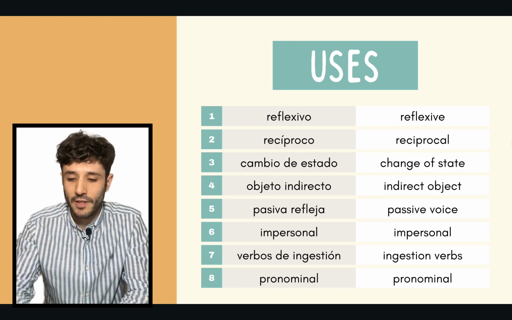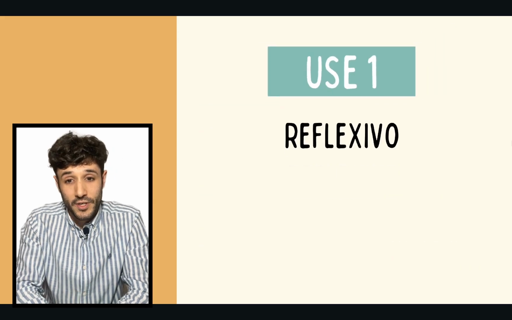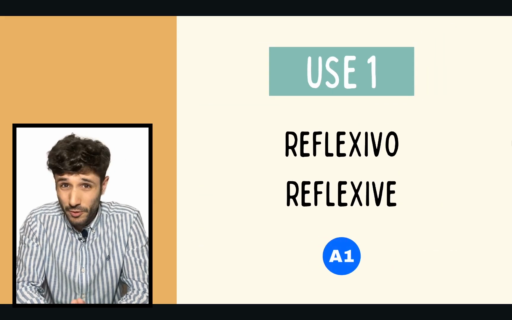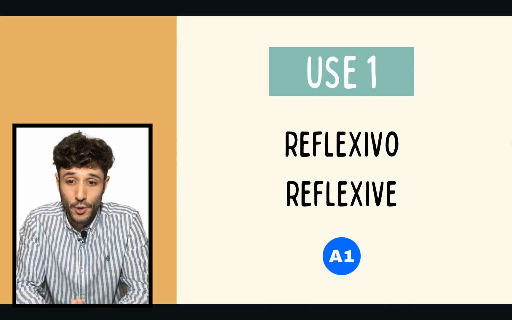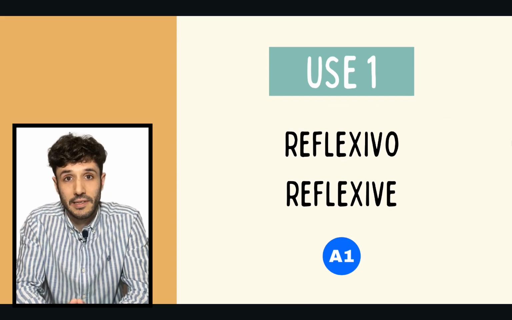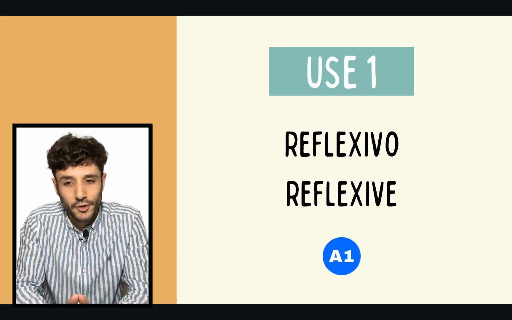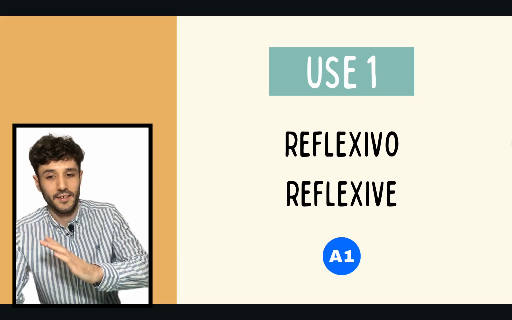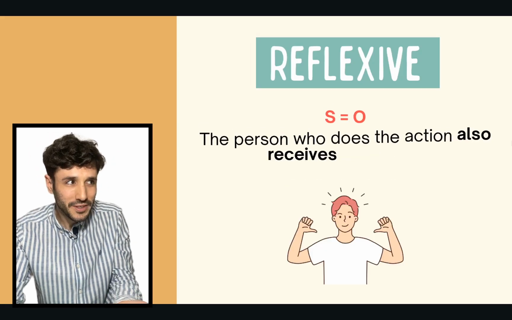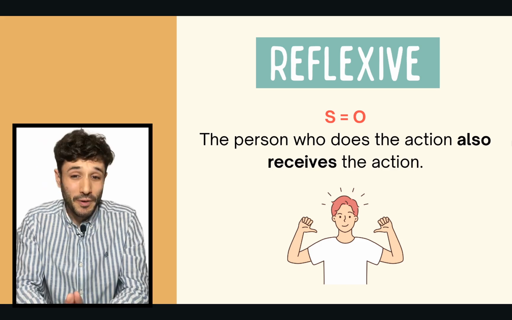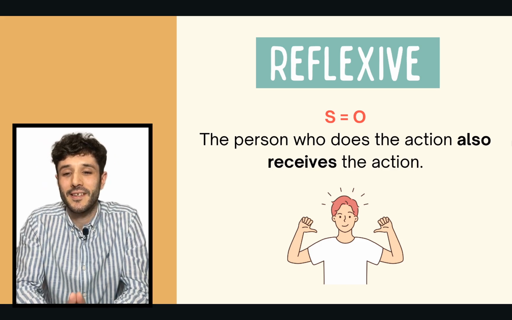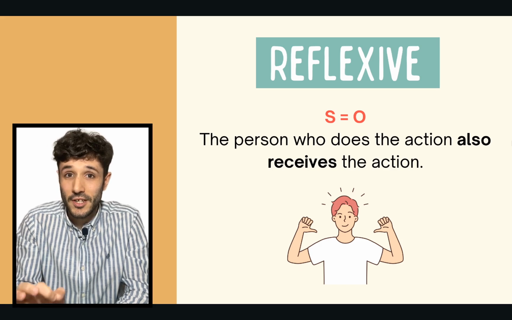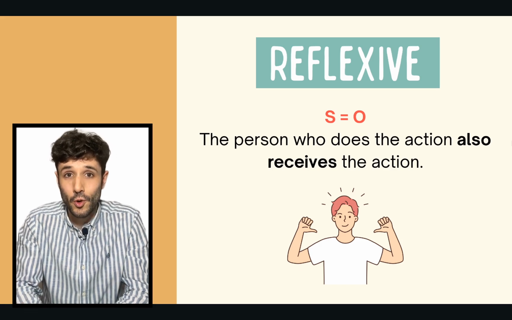So let's start with the first use, which again, as I mentioned, is the first one you're going to encounter. It's probably one of the most common uses of se, and it's the one you guys learn in level A1. In order to make this as clear as possible, I'm going to start explaining what is reflexive. What do teachers mean when we say this word, right? Reflexive basically means that the person who does an action is also the person who received that action.